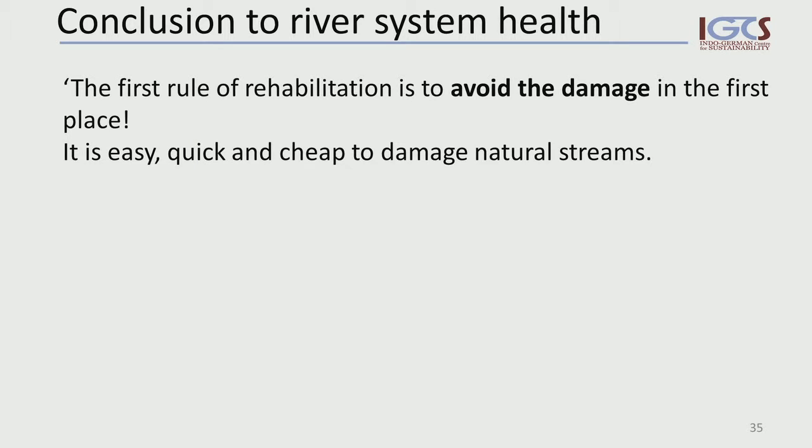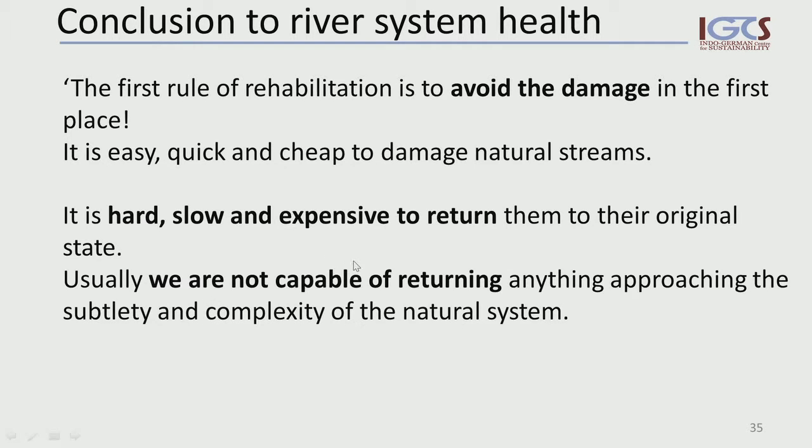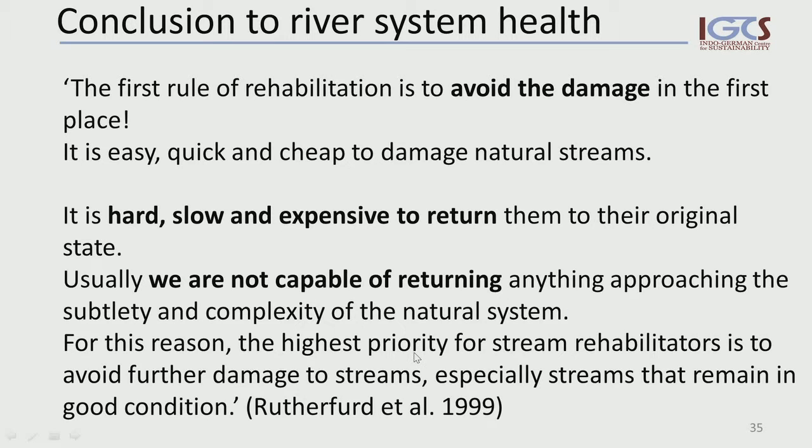Now let's conclude on river system health and on this module. The first rule of rehabilitation is, and I'm quoting here because it says it all, to avoid the damage in the first place. We can state that it's easy, quick and cheap to damage natural streams. And on the other hand, it is very hard, slow and expensive to return what has been damaged to an original state. It's in many cases simply impossible. We usually are not capable of returning the system or coming anywhere close to the complexity of a natural system. And for that reason, the highest priorities should not be in rehabilitating streams, putting our efforts into becoming good in this, but to avoid damages, especially of those river systems which are currently in good conditions.